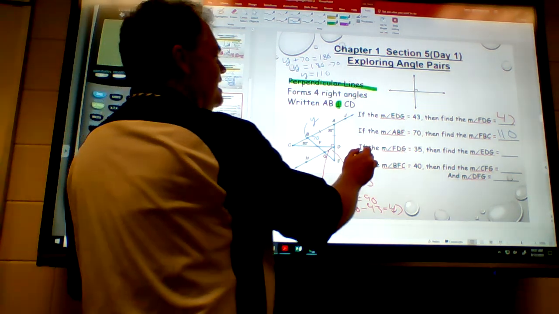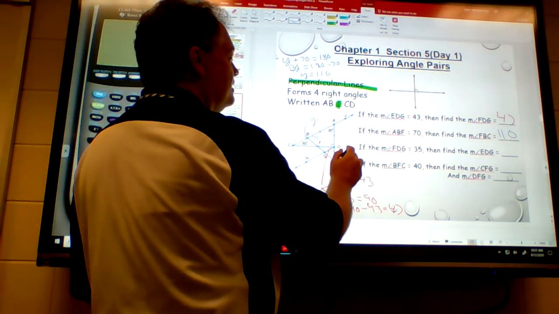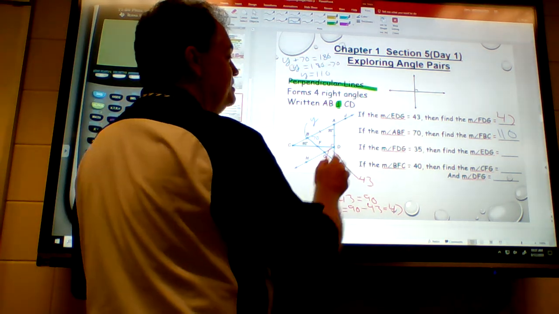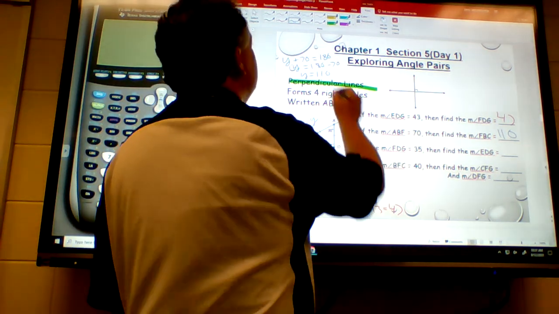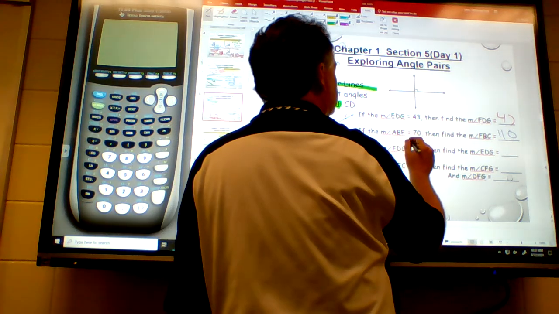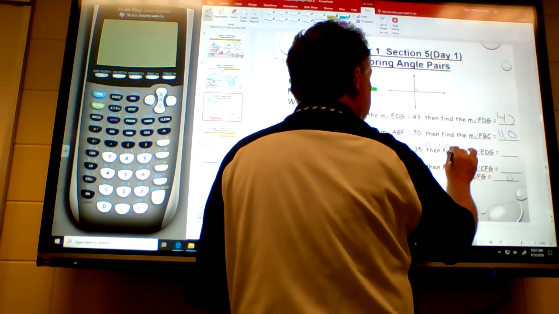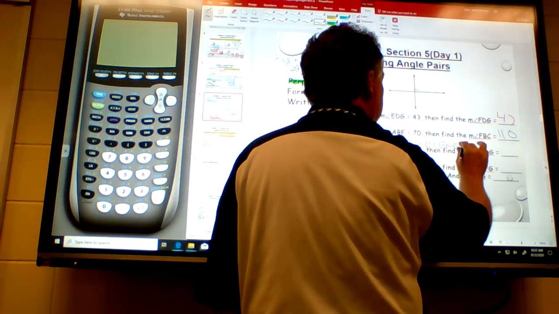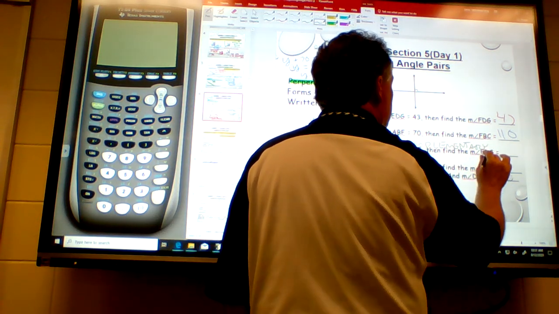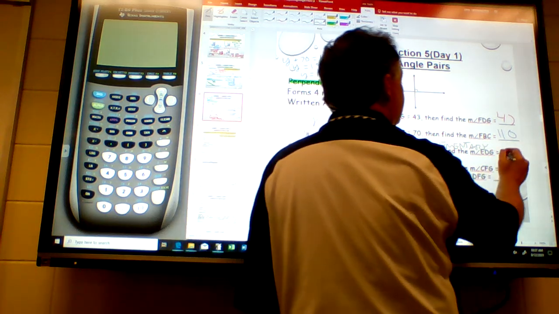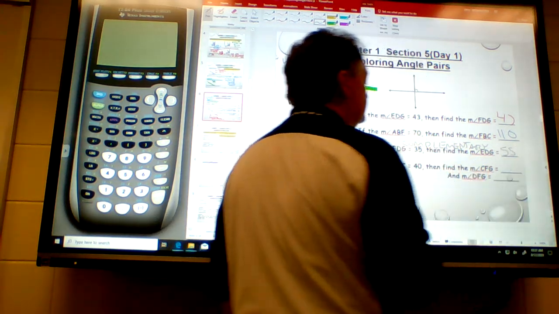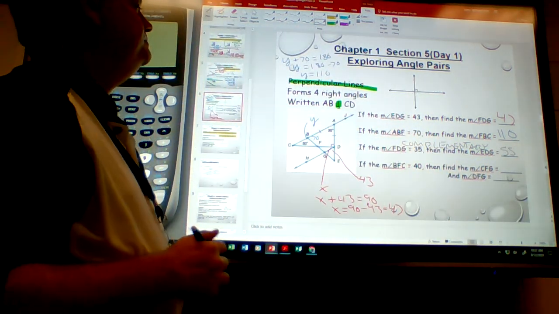The second one, this one right here, is just like the one we did in red. So I'm just going to go ahead and give you the numbers. Remember, these two angles are complementary. So the measure of angle EDG will be 55 degrees.